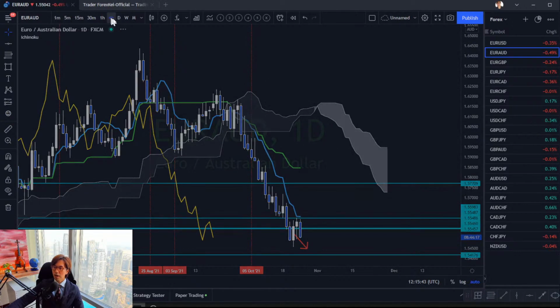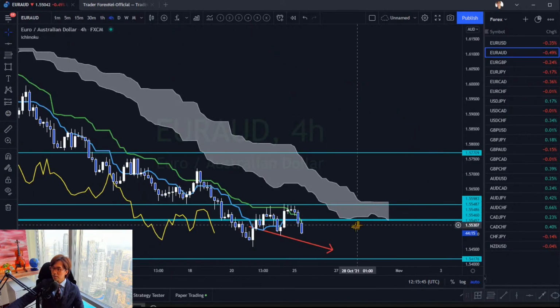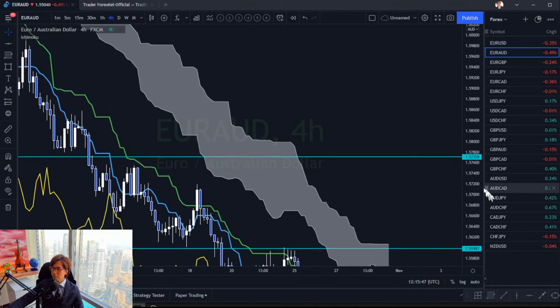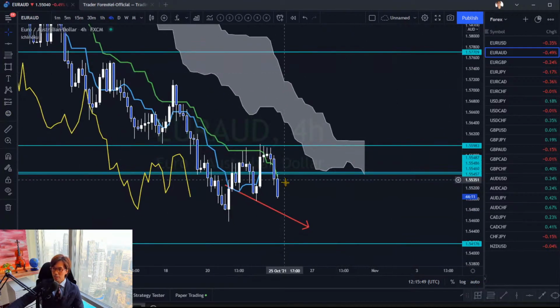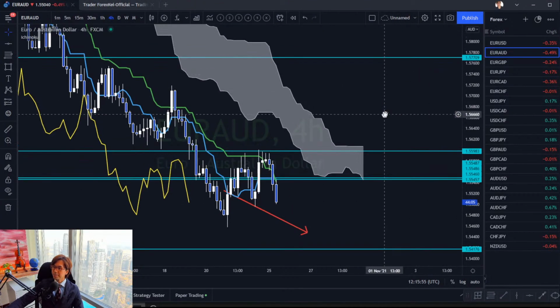And with that in mind, if I look at the four-hour chart, yep, it's going down. In the four-hour chart, the Kumo's down, Kijun Sen down, Chikou span below the candles. So this is a nice downtrend, Euro AUD. So the market might continue to go down this way.